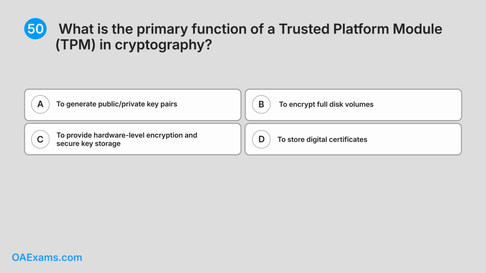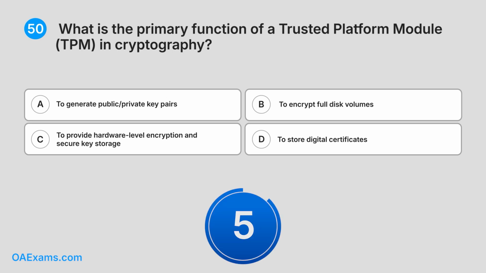50. What is the primary function of a Trusted Platform Module, TPM, in cryptography? A. To generate public-private key pairs. B. To encrypt full disk volumes. C. To provide hardware-level encryption and secure key storage. D. To store digital certificates. Do you know the answer?